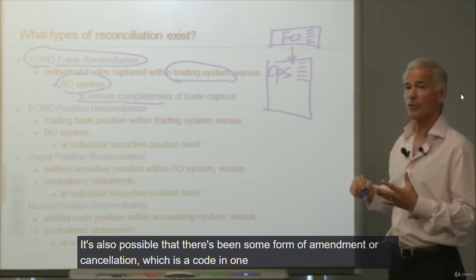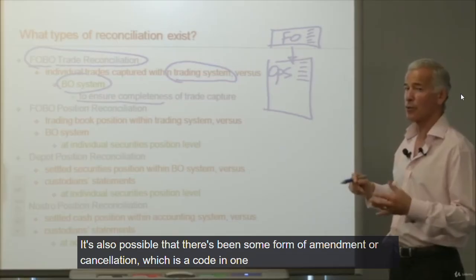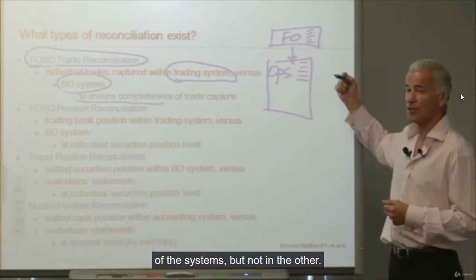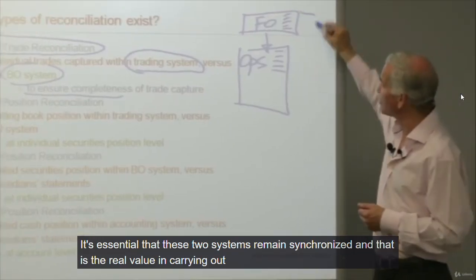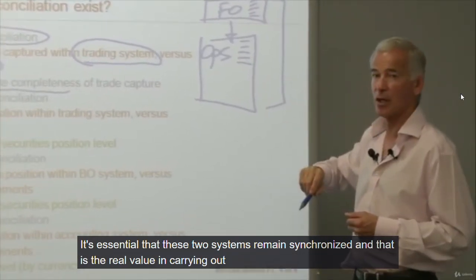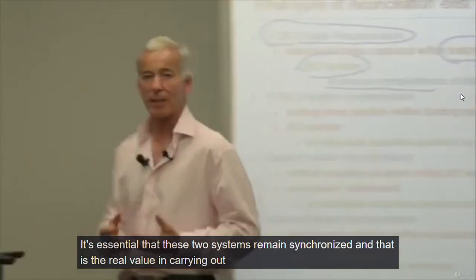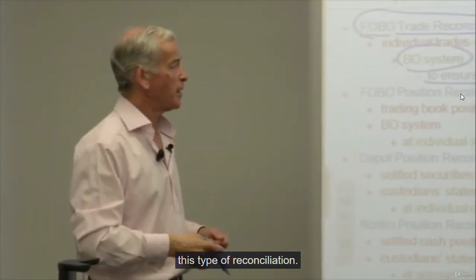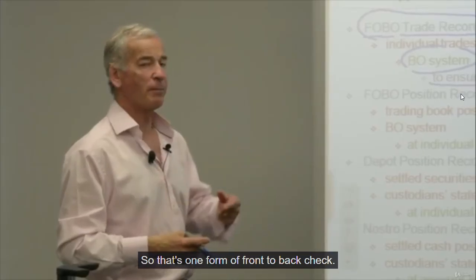It's also possible that there's been some form of amendment or cancellation which has occurred in one of the systems but not in the other. It's essential that these 2 systems remain synchronized. And that is the real value in carrying out this type of reconciliation. So that's one form of front to back check.